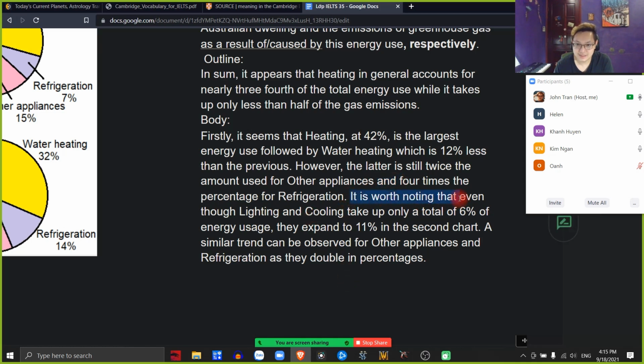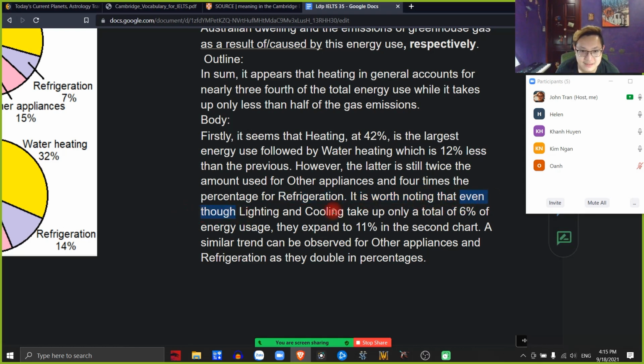And then it's worth noting that this is something that you can use instead of "it seems that," or "it appears that," or "it is obvious that." Là một cái câu có thể thay thế cho mấy cái kia, cái it seems that dường như rằng vậy đó. Đáng để chú ý một điều rằng. It is worth noting that.